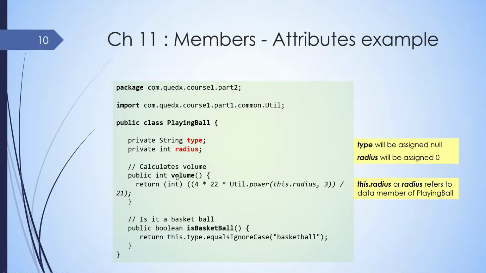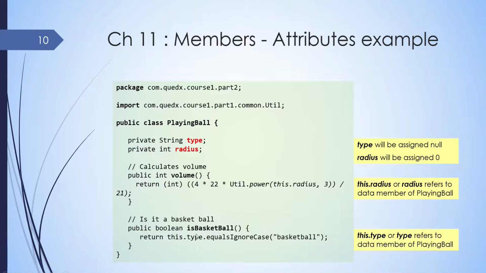Now we have a method. This is a non-static method. We are referring to the data member as this.radius. We can also refer to it as just radius without this. But it is a good practice to use the this keyword when referring to data members. Why this will be important is, let's say we have a method which takes a formal argument whose name is also radius. In that case, we need to distinguish the formal argument from the data member to avoid conflict.